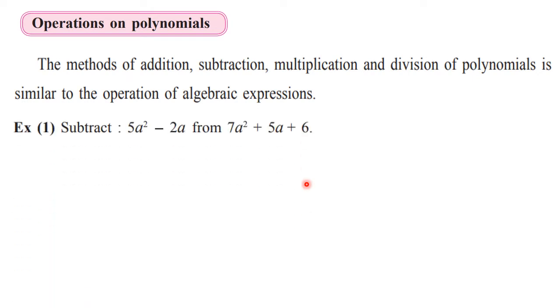The very first solved example from the textbook is: subtract 5a square minus 2a from 7a square plus 5a plus 6. So subtract the first polynomial from the second one. While writing this, you are going to write first like this, 'from'. The second polynomial which is given is going to appear first, and then the minus sign and then the first polynomial. So writing it properly is very important. You cannot write this polynomial first and minus the second one. Read properly and act accordingly. You are subtracting these from these.